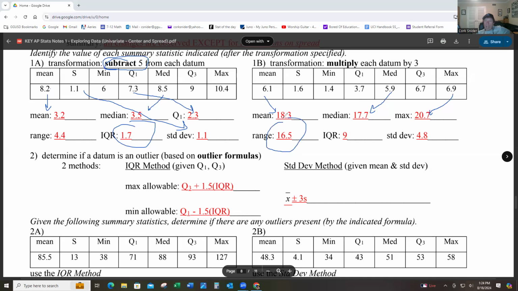So there's the range. The IQR will also get tripled. It was 3, 6.7 minus 3.7. It was 3, but because of the multiplier, it got spread out. It's now 9. And the standard deviation will also get tripled. Okay? Again, pretty easy stuff. I'm spending a day on something that you really don't need a full day to do. It's not super duper hard to do, but that's okay.